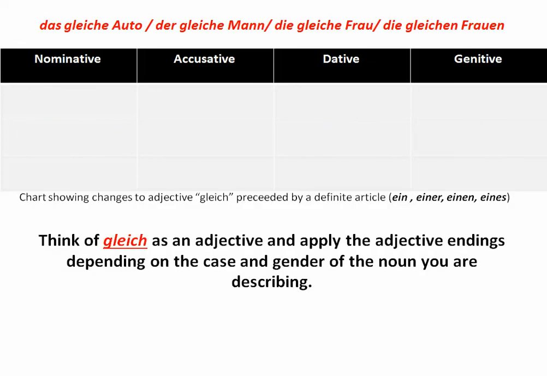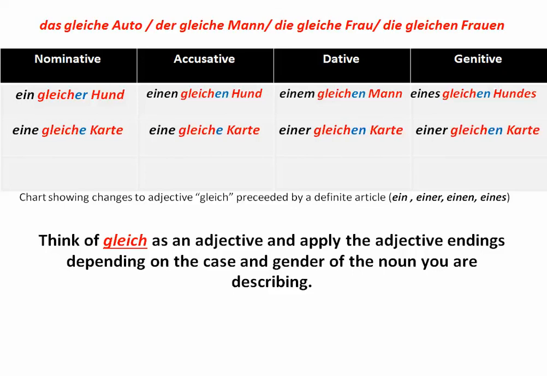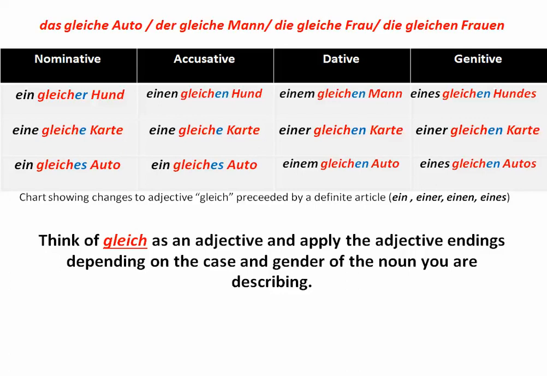Alright, so let's show them using a der word like Hund: ein gleicher Hund, einen gleichen Hund, einem gleichen Hund. And I'm going to show it using Karte here. And then also using a das word, Auto. Same chart I showed you, just showing you how it works with an indefinite article. So it's preceded by an indefinite article, not a definite article as I've written here. So that's a Schreibfehler, or a small mistake.